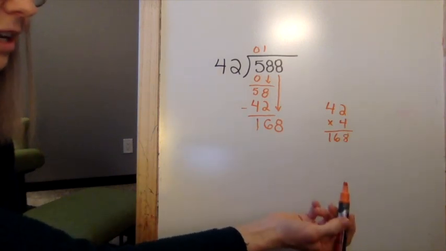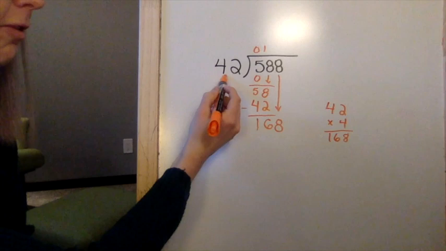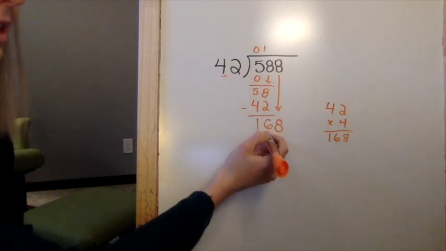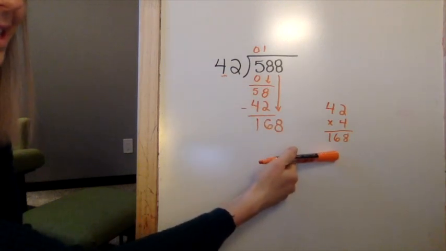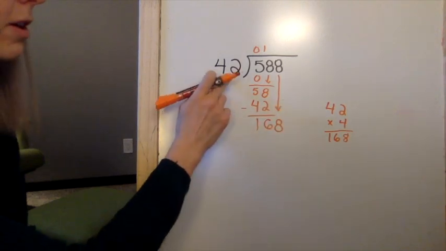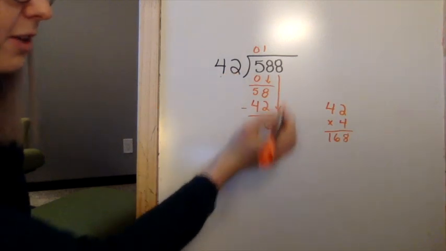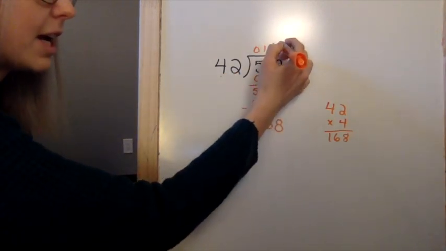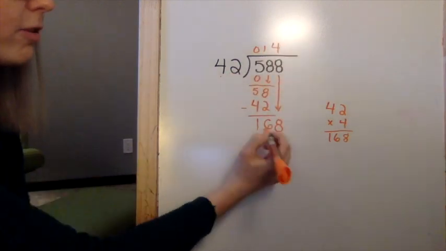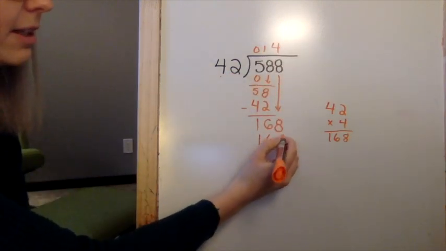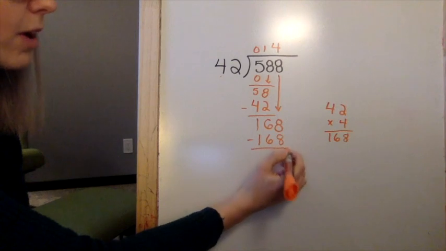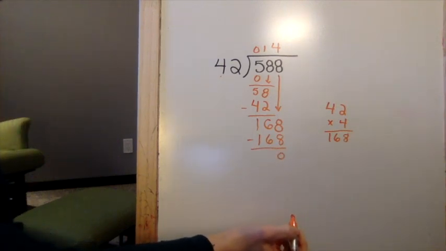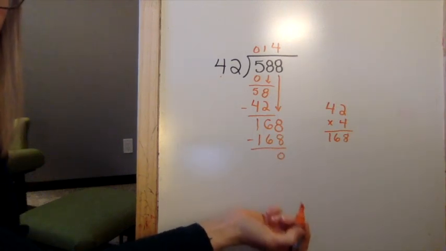And we just estimated, looking at that, it's about 4 groups of 10s, and that's about 16 groups of 10s. We estimated, and it's exactly 4 times. So, 42 goes into 168 4 times. 42 times 4 is 168. We're going to subtract. There's no remainder. So do you see how we followed the same steps?